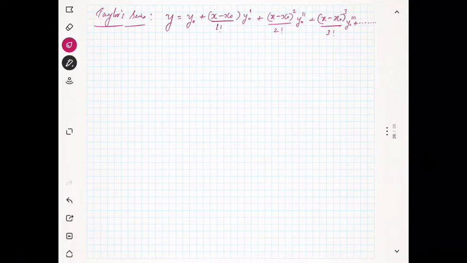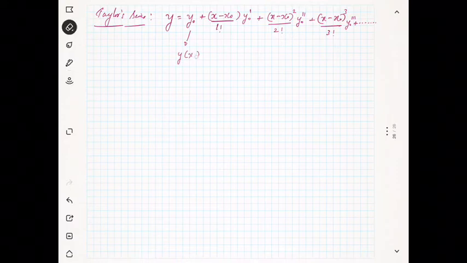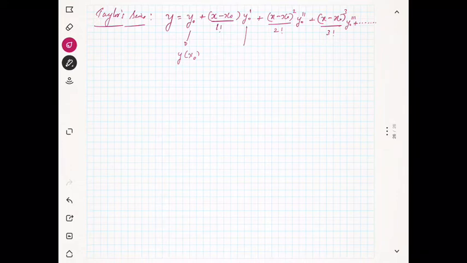Okay, and what is this y naught? Y naught is nothing but y of x naught. And what is this? This is nothing but y dash of x naught. And what is this? This is nothing but y double dash at the point x naught.